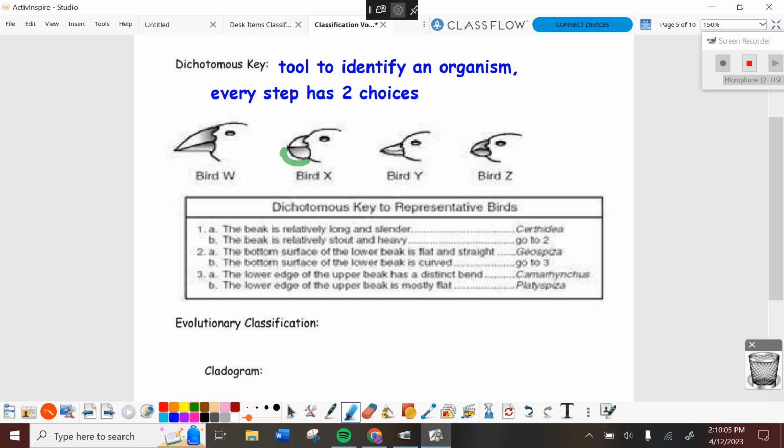Step number 3 says 3A, the lower edge of the upper beak has a distinct bend, or the lower edge of the beak is mostly flat? The lower edge of the upper beak. It's flat, so that's your answer. So that's what you do every time you come up with a new one, like you're going to be doing leaves with a dichotomous key. Does everybody understand the idea of a dichotomous key and how to use it?